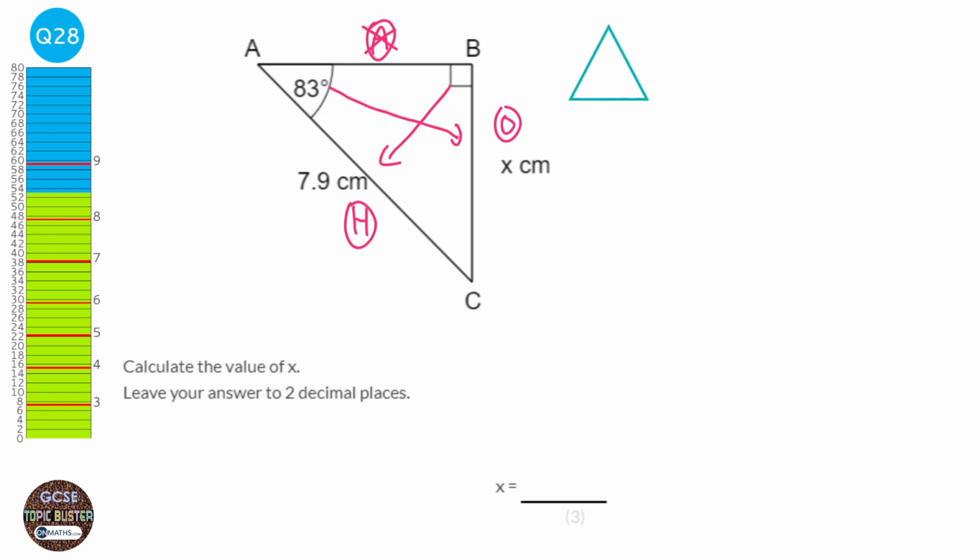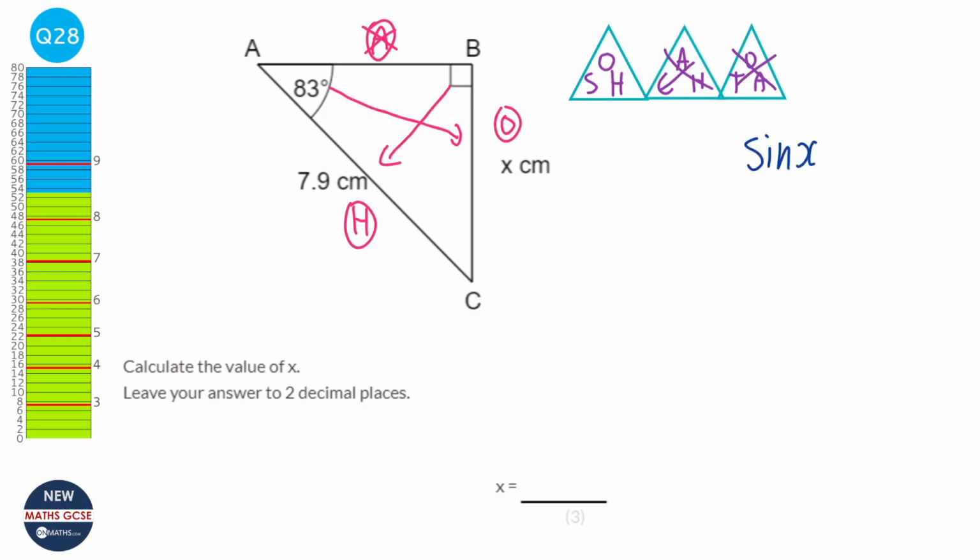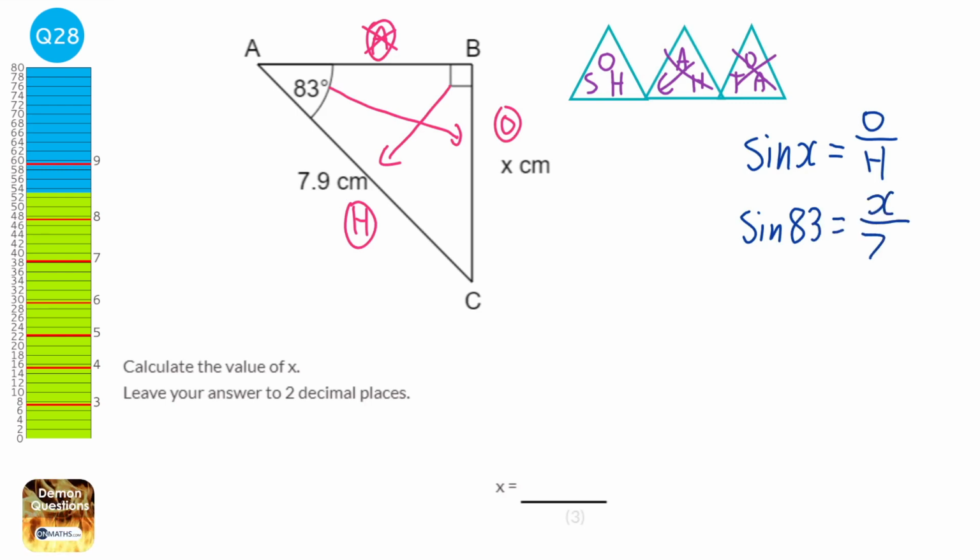Next thing we're going to do is draw our triangles for SOHCAHTOA. And we've crossed out the A, so we're going to cross out the CAH and the TOA because they both involve an A. That leaves SOH, and SOH is short for sine x, or sine the angle, equals the opposite over the hypotenuse. So the angle is 83, so it's going to be sine 83 equals the opposite, which we've labelled as x, over 7.9.